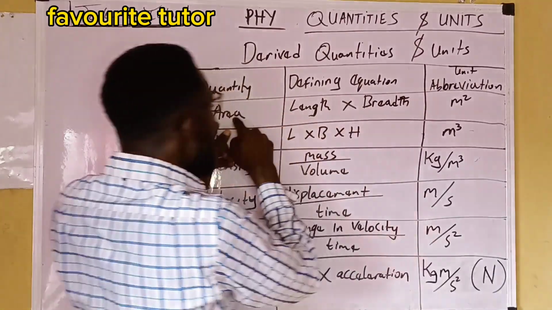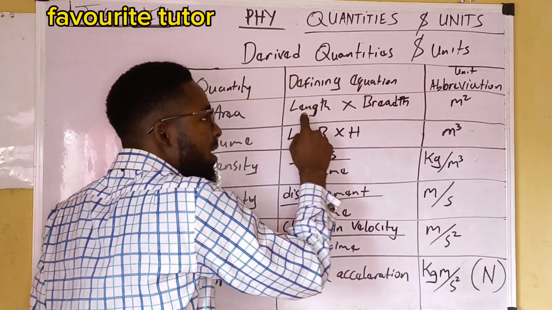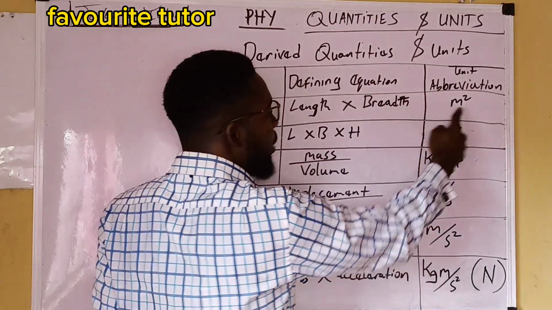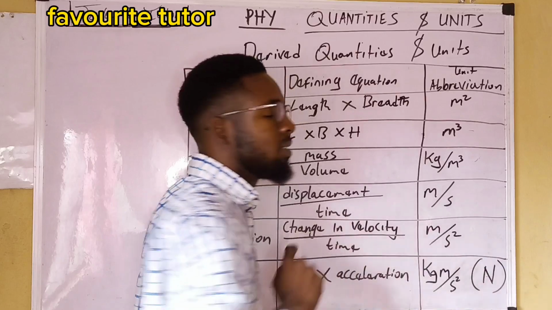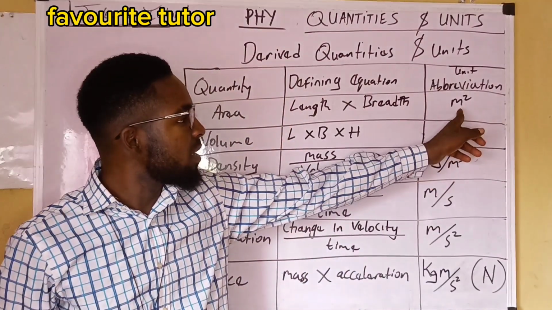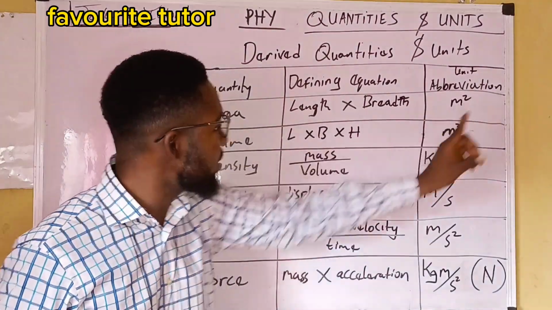Now the unit for area: if length is measured in meter, and breadth is also measured in meter, then meter times meter will be meter square. So the unit for area is meter square. This is the abbreviation of it.